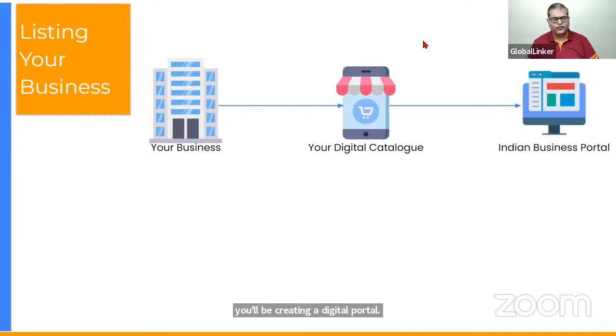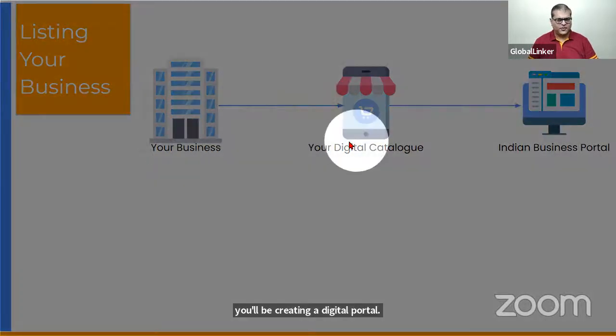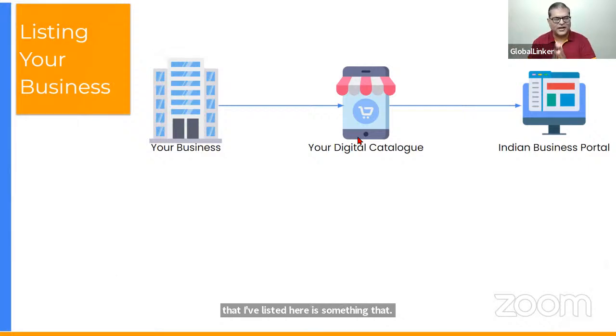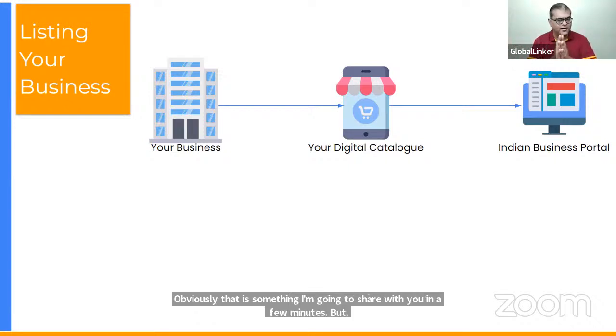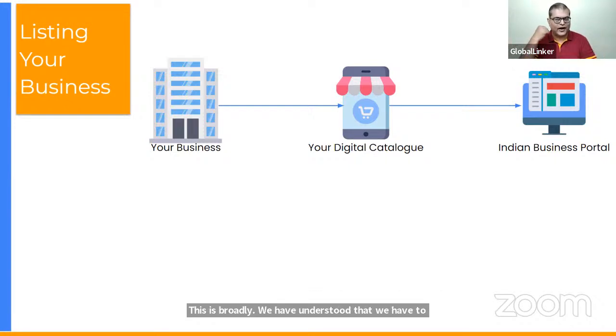So this process that I've listed here is something that to a certain extent, how you are going to do that, obviously, that is something I'm going to share with you in a few minutes. But broadly, we have understood that we have to create a digital catalog, and that digital catalog will get linked with Indian Business Portal, and your offering will start appearing there. Right? That is what you have to do.